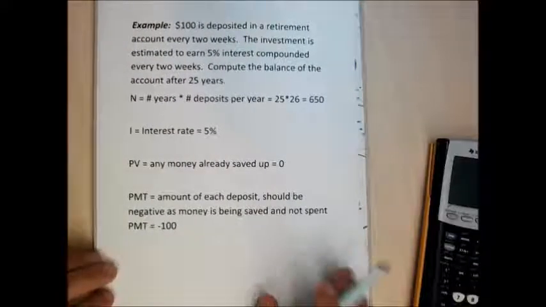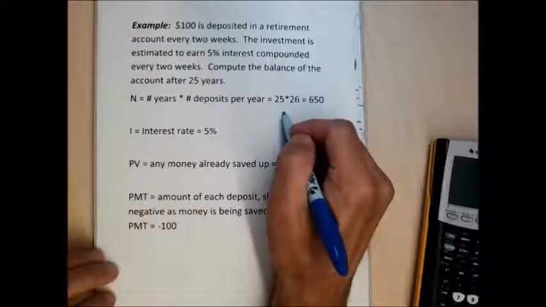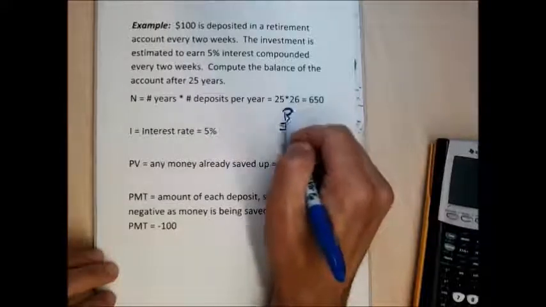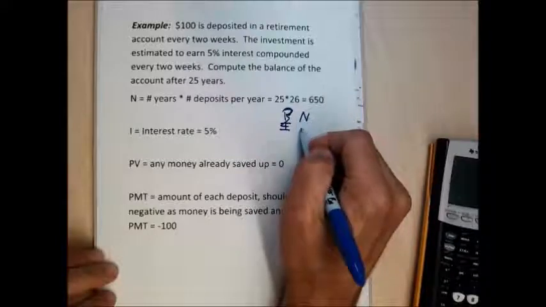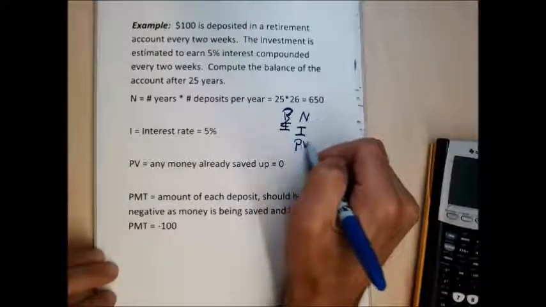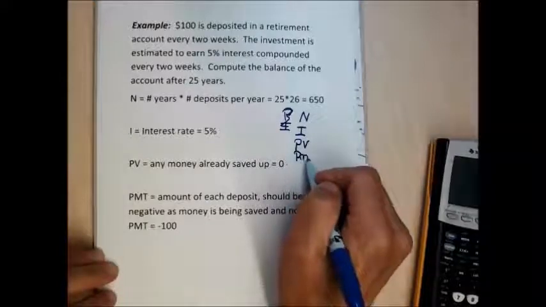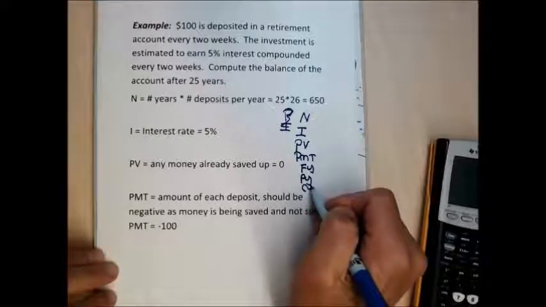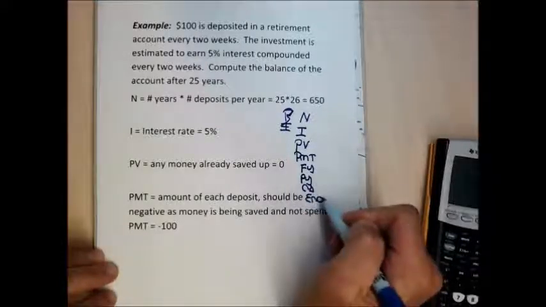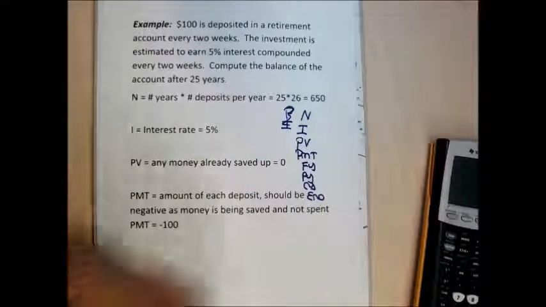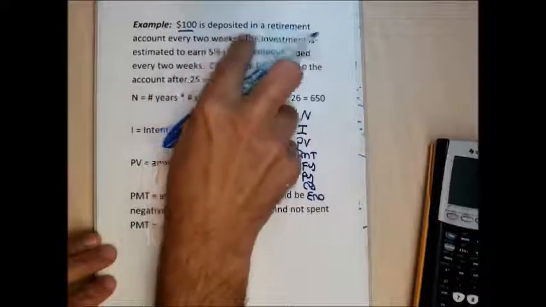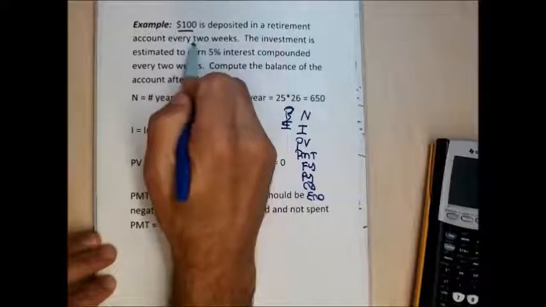All right, so let's just do a simple savings example. So again, for most of our problems, we have to figure out the N, the I, the PV, the PMT, the future value, the PY and CY, which I'm going to make the same, and I'm going to leave the calculator on end. As I read through this example, the first number I see is $100, and it's an amount that's deposited into a retirement account every 2 weeks.